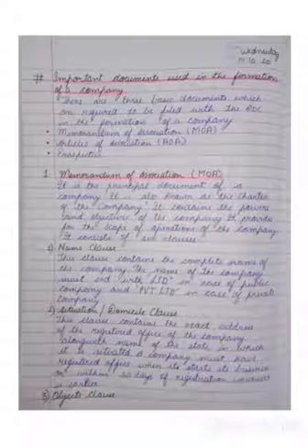Now, today we are going to discuss the important documents used in the formation of company. Basically, there are three important documents for any company. First one is your Memorandum of Association, then your Articles of Association, and then Prospectus. So first we are going to start with Memorandum of Association.